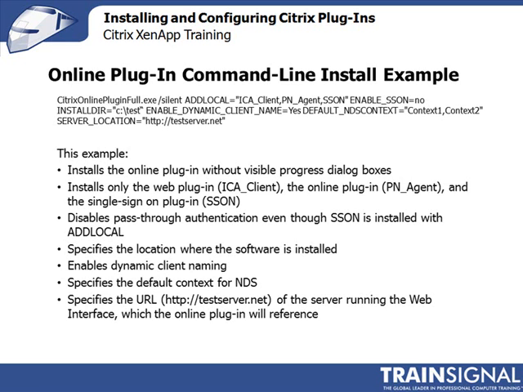And if I was to give you an example of what a script would look like, yes, it could be a little long, but in this example, what we're doing is the following. So we're installing the online plugin without visibility. So what we're doing here is we're installing it silently, basically. We're installing only the web plugin, so ICA client, etc., etc. So these are all of the things that we're doing in this particular command line here, which helps you in constructing your particular script if you choose to do a command line install.